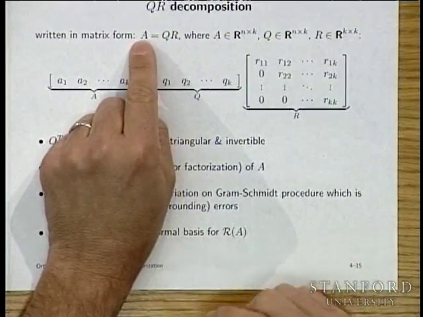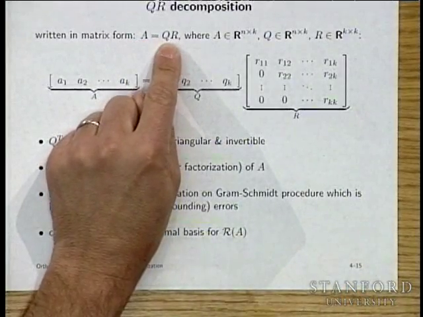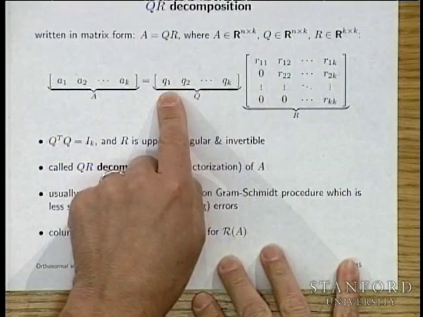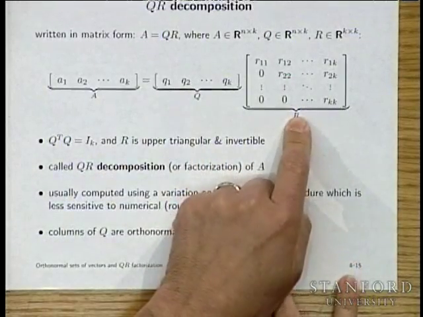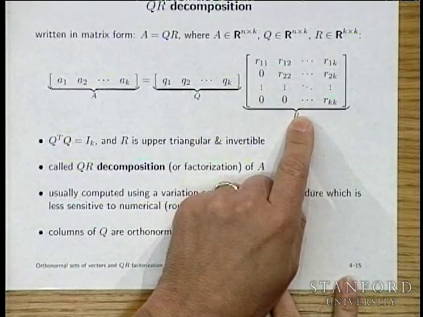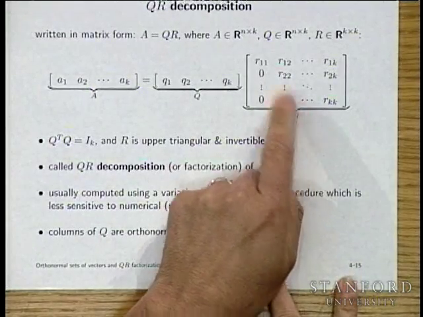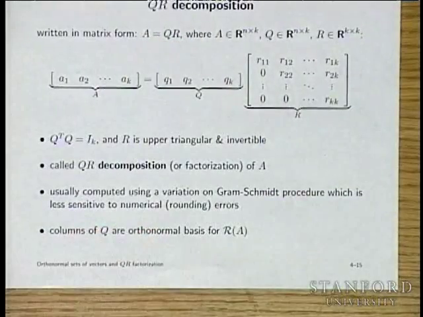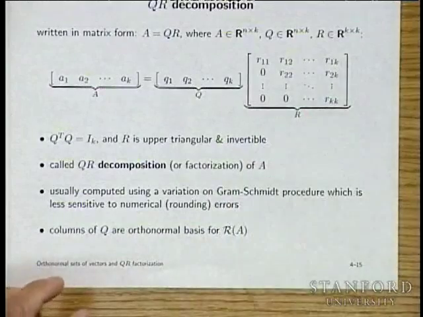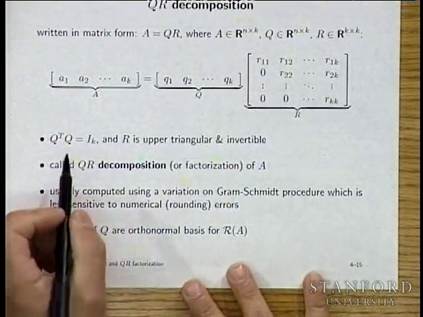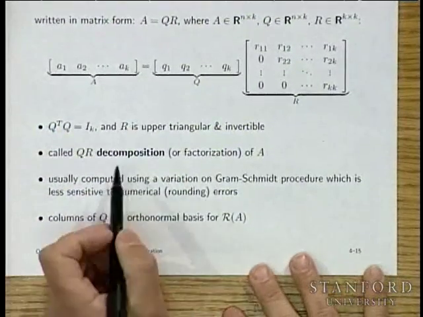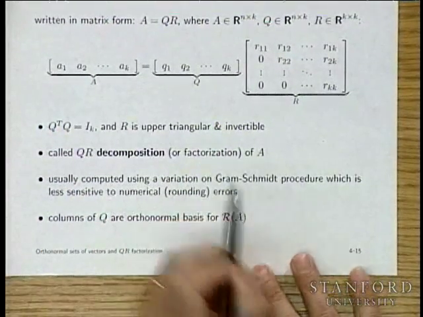Okay. Now, it's a beautiful decomposition. It says that you can write a matrix as a product of a matrix whose columns are orthonormal, times an upper triangular matrix which is actually invertible. And this is called the QR decomposition. It's also sometimes called the Gram-Schmidt decomposition or something like that, but this is it. And that's called a decomposition or a factorization of A.